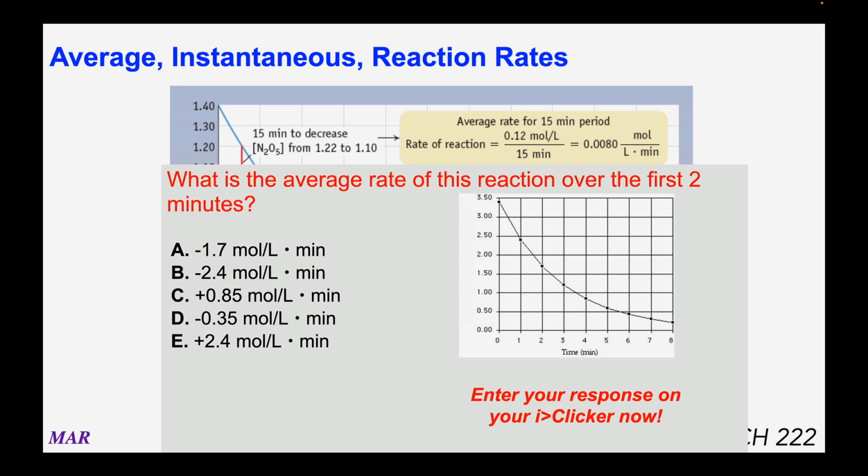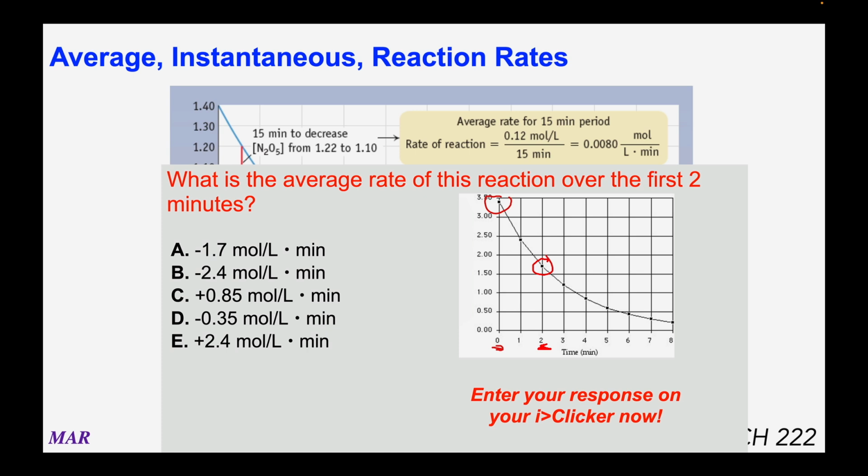So here's a question. What's the average rate of this reaction over the first 2 minutes? You can see here there are concentrations on the y-axis, and the time is on the x-axis. So the first 2 minutes, you can see on the x-axis, there's a 2 right there and a 0 right there. If you go up to where the 2-minute part is, it's right there. And if you go up to where the 0 time is, it's right there. So what we're going to do here, rate is going to be the average change in the concentration over time.